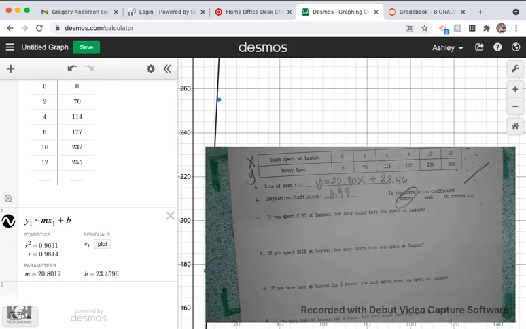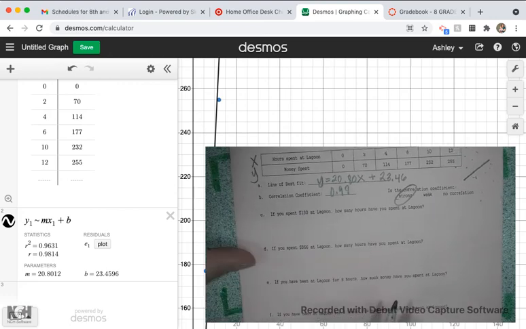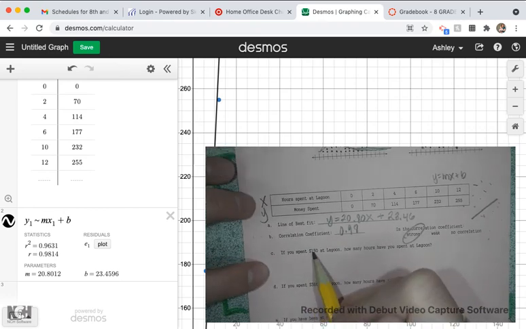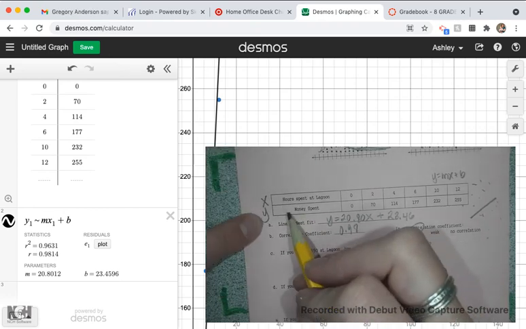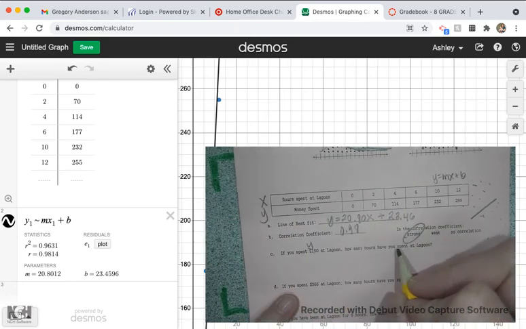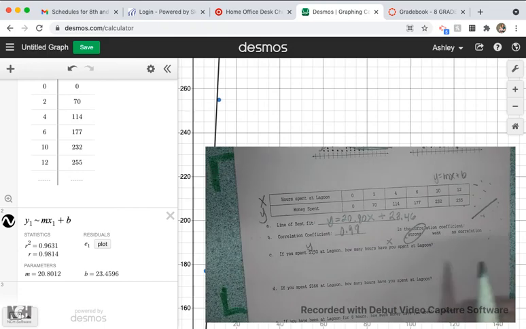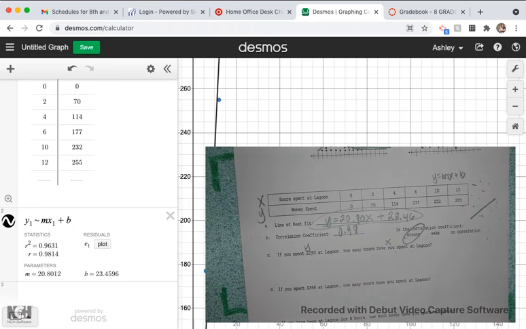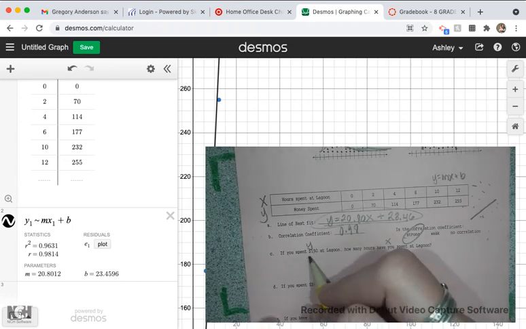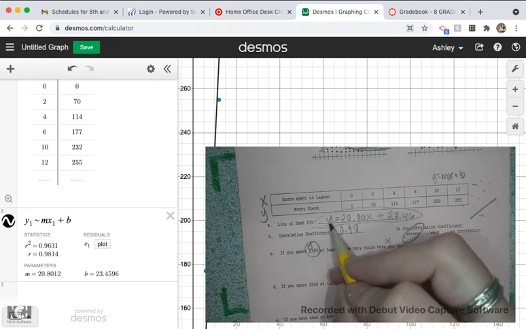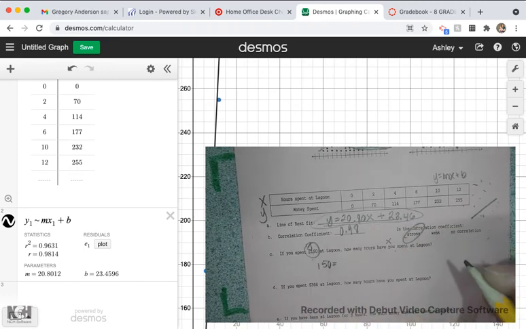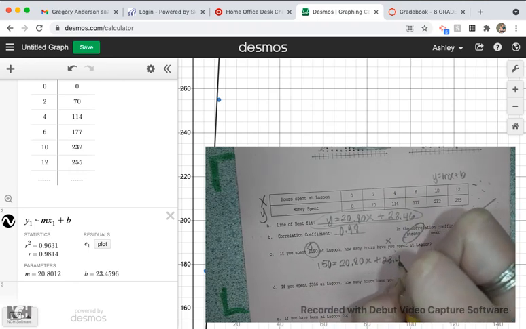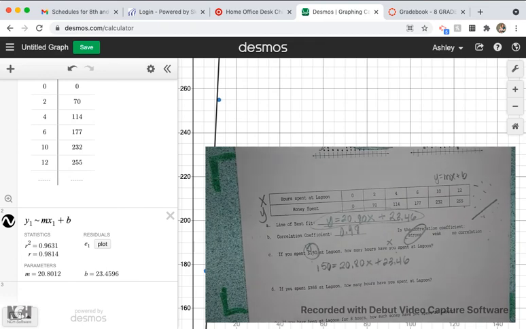And I'm going to do 2 examples, one of each type. So if you spend $150 at Lagoon, how many hours have you spent at Lagoon? So I like to use my table to help me figure this out. The $150 money that I spend at Lagoon is my Y. So this is my Y. And then how many hours we've spent there is my X value. So what I'm going to do is use my line of best fit, and I'm going to take out either my X or my Y, depending on what the problem gives me. On C, I gave you that Y is 150. So I'm going to take out my Y and replace it with 150. I leave the rest the same. 20.80x plus 23.46.